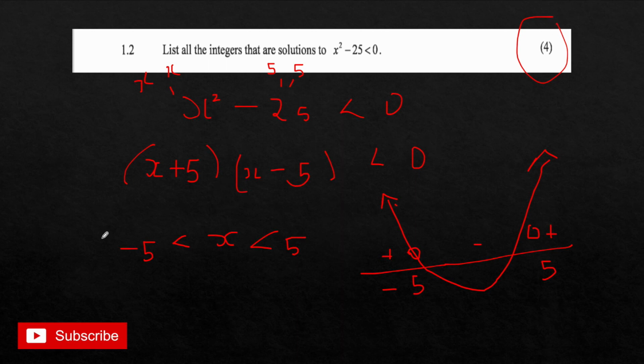You can also write your solution as, because they said list all the integers, you can write the numbers that are between minus 5 and 5. It will be minus 4, minus 3, minus 2, minus 1, 0, 1, 2, 3, 4. You can also do a list to represent your solution.